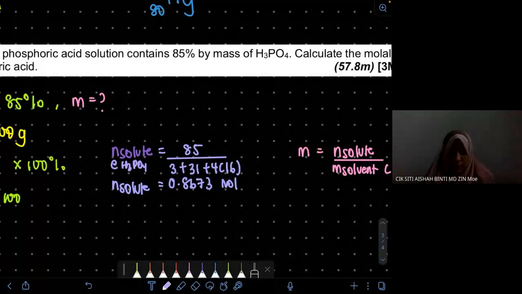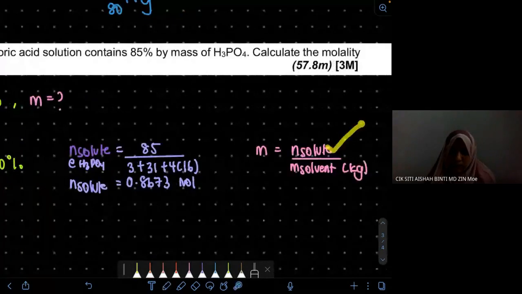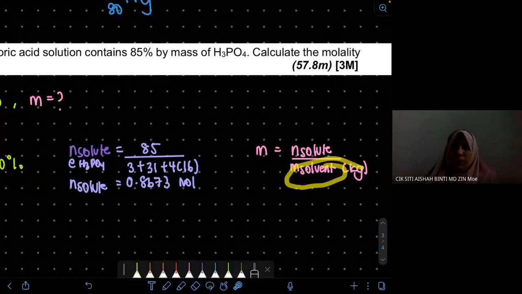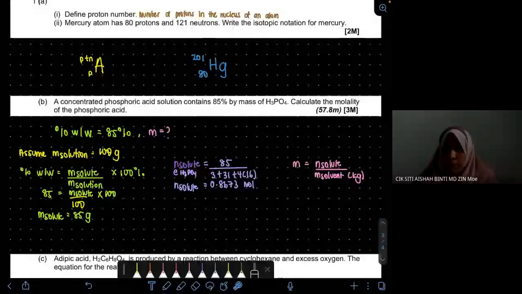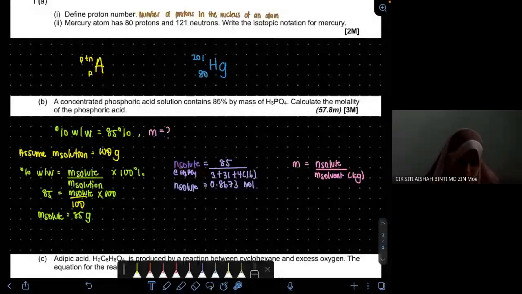So we have only solved one part. Next is the mass of solvent, which must be in kilogram. So how do we find the mass of solvent? Wait a moment. Farisha H25, how do I find the mass of solvent?